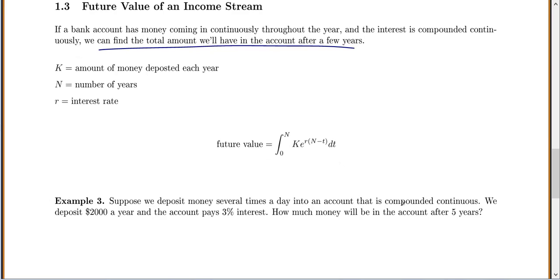Suppose we deposit money several times a day into an account that's compounded continuously. Because we're depositing money several times a day, we'll say that's like the money coming in continuously. We deposit $2,000 a year, so that's our K. N is our number of years: we're interested in how much money is in the account after 5 years. And the account pays 3% interest, so R equals 0.03.